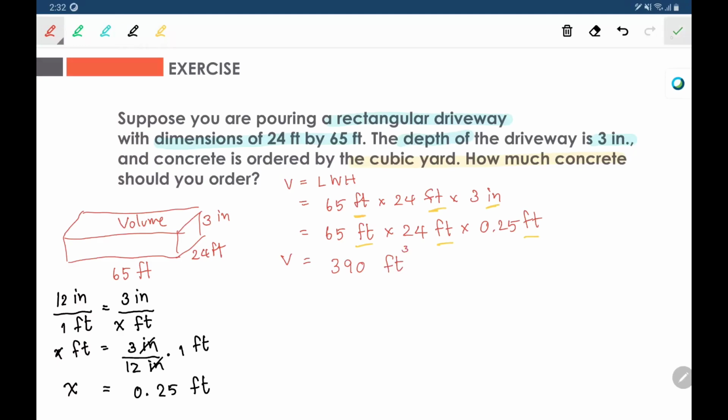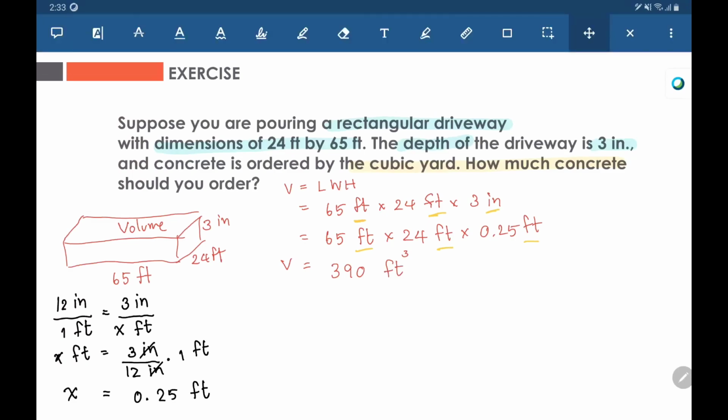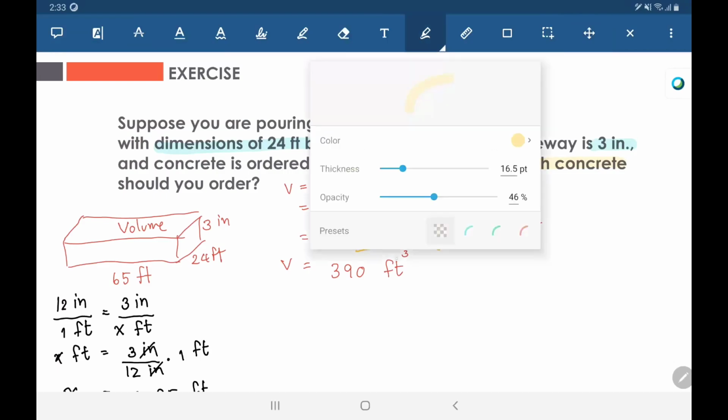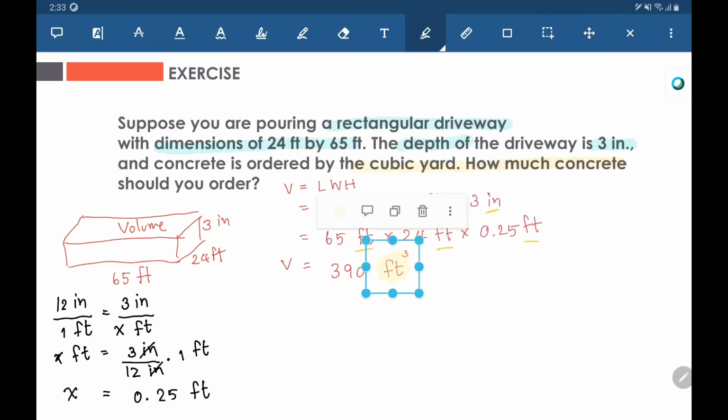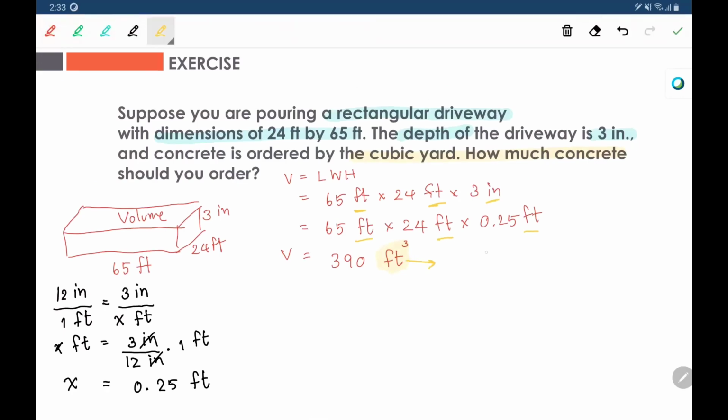But the question asks you to pour the concrete in this driveway, and you have to order in cubic yard. But now your unit is in cubic feet. How to change this unit? How to change this to be a cubic yard? As we know, 1 yard is equal to 3 feet.